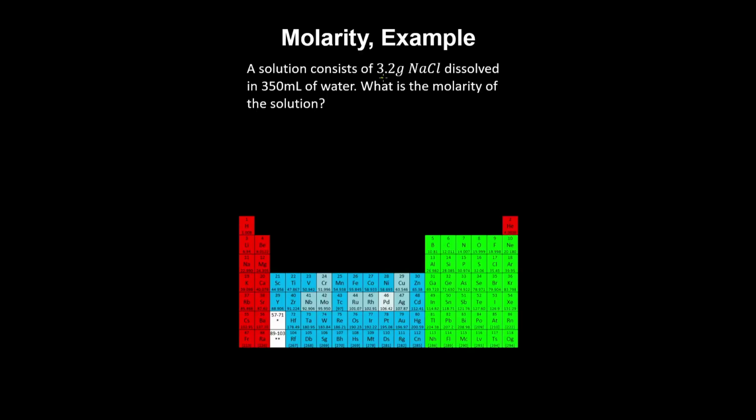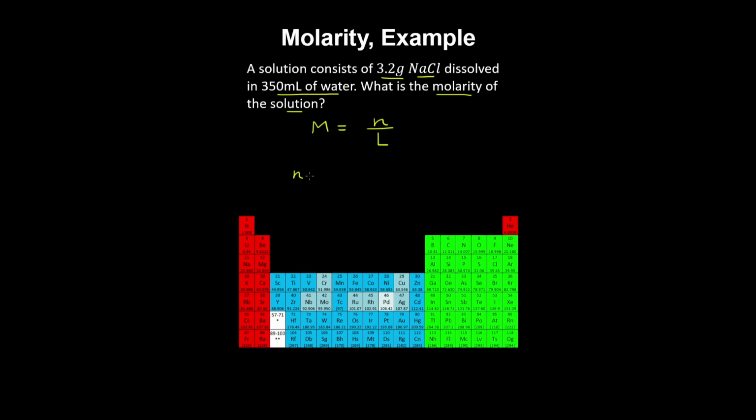A solution consists of 3.2 grams of sodium chloride dissolved in 350 ml of water. What is the molarity of the solution? The molarity, being the molar concentration, is the number of moles of solute on a number of liters of the solution.